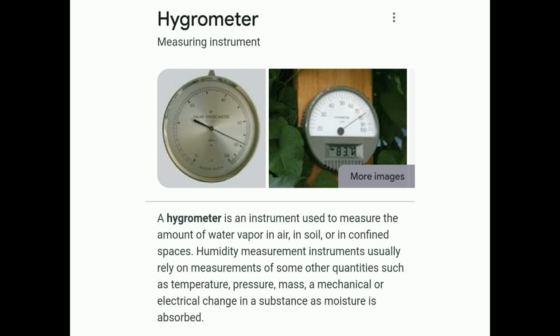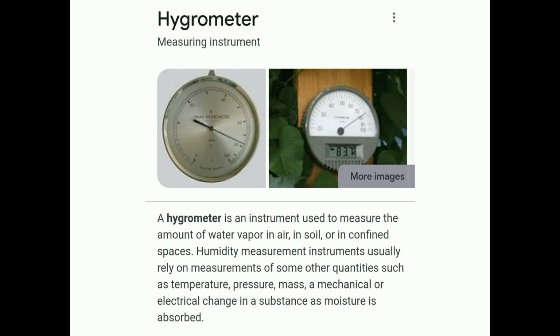So this is the main instrument which measures the humidity in the atmosphere, how much percentage of humidity is there. It will be used for measuring the humidity. So the instrument is the hygrometer.